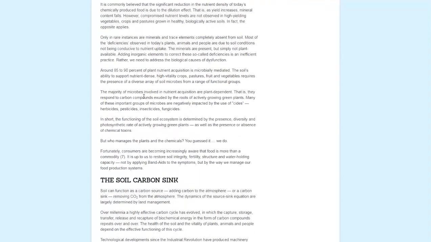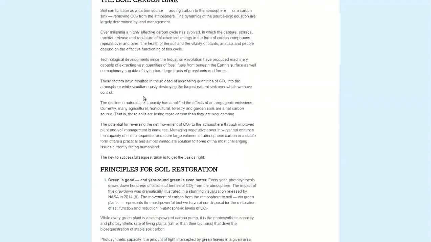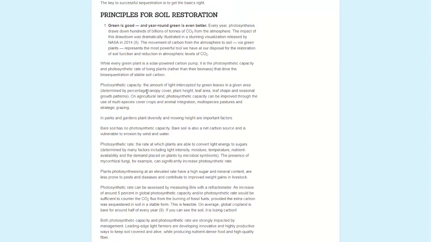So they talk about restoring nutrient density of the soil carbon sink. We talked a little bit about that. We'll talk more about it in this section here. Green is good. They talk about if we can have around a 5% increase in global photosynthetic capacity, then it would counteract the effect of the CO2 from the burning of fossil fuels. And since, on average, global cropland is bare for around half the year, a 5% increase in photosynthetic capacity is not a whole lot. It's certainly much easier to achieve than just stopping the burning of fossil fuels overnight, or even within a couple of years.